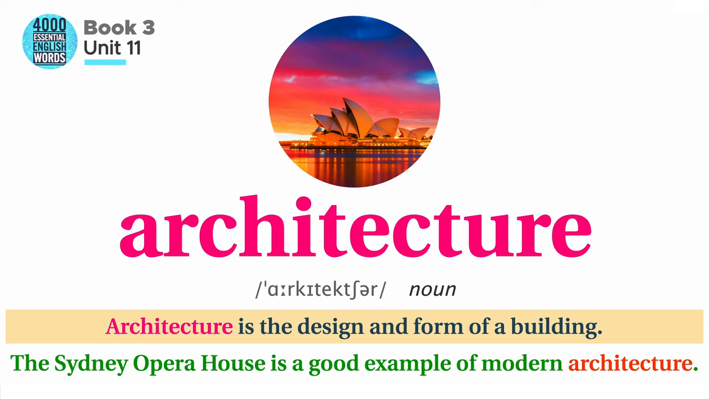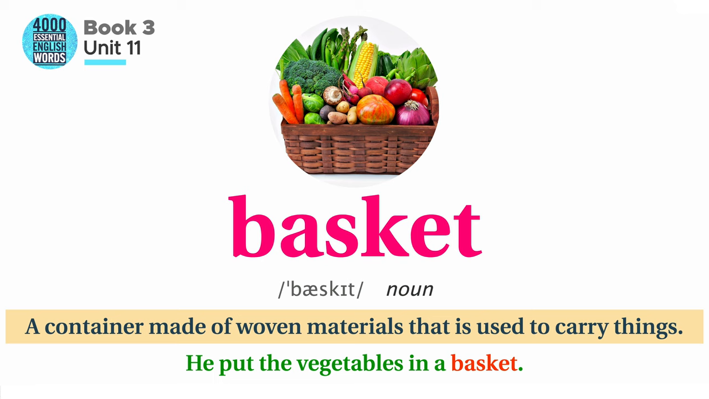Architecture. Architecture is the design and form of a building. The Sydney Opera House is a good example of modern architecture. Basket. A basket is a container made of woven materials that is used to carry things. He put the vegetables in a basket.